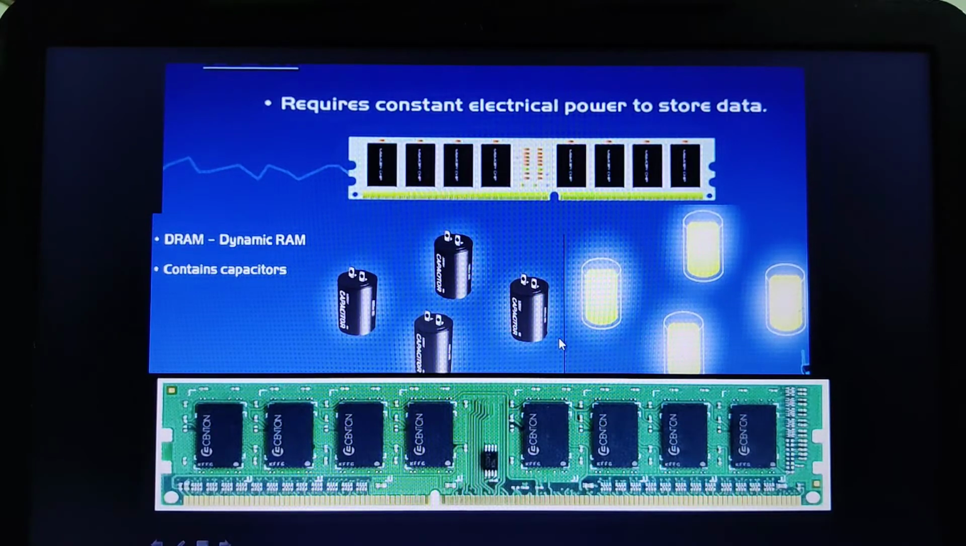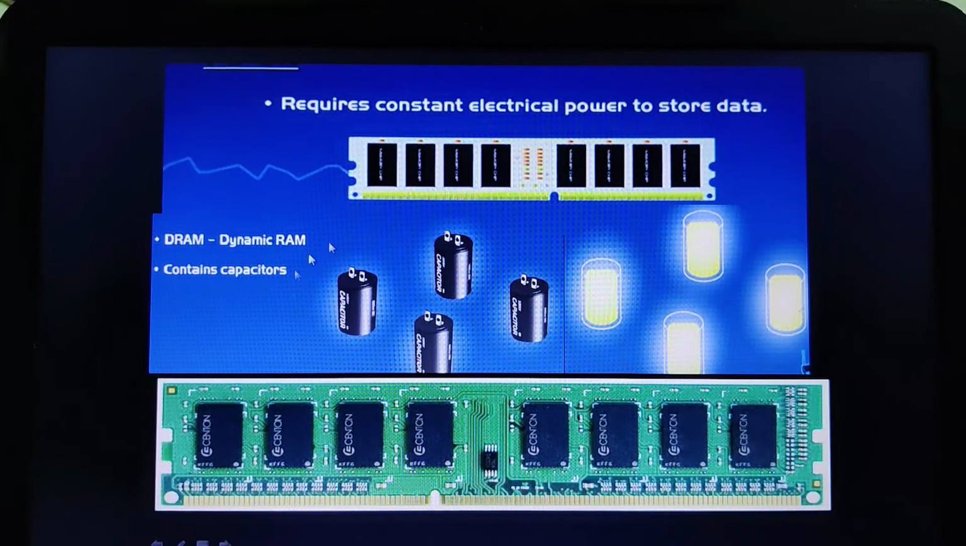But what is the access speed? That means, what is the data transfer time between this dynamic random access memory and the CPU? It is 50 to 150 nanoseconds. We know that the faster the internal memory, the faster your computer will be in processing the data. A nanosecond is nothing but one billionth of a second.